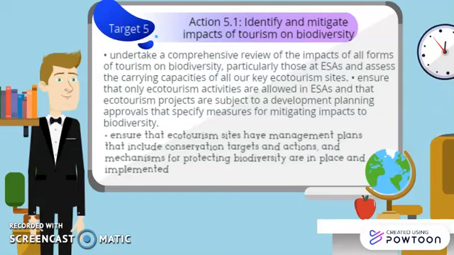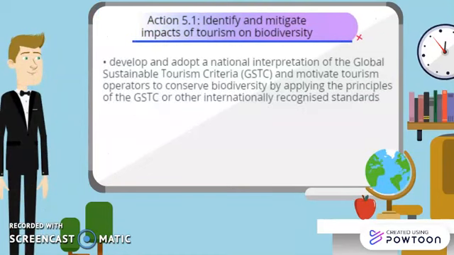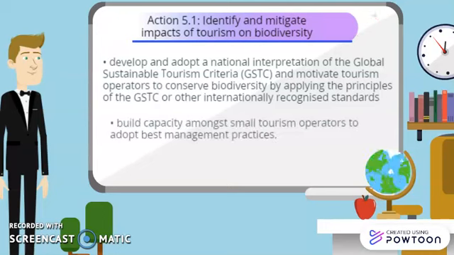Ensure that ecotourism sites have management plans that include conservation target and action, and mechanisms for protecting biodiversity are in place and implemented. Action 5.1. Identify and mitigate impact of tourism on biodiversity. Develop and adopt a national interpretation of the Global Sustainable Tourism Criteria, GSTC, and motivate tourism operators to conserve biodiversity by applying the principle of GSTC or other internationally recognized standards. Build capacity amongst small tourism operators to adopt best management practice.